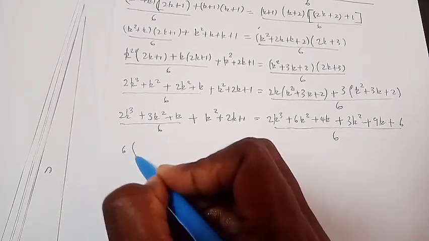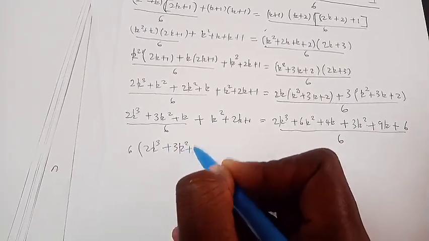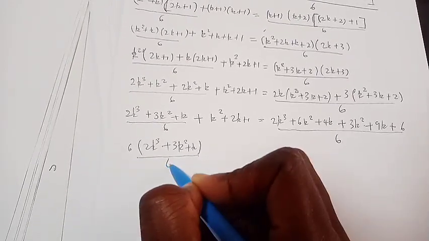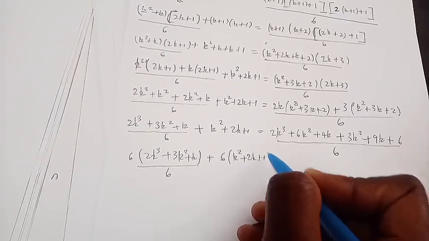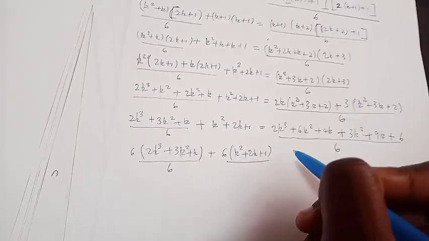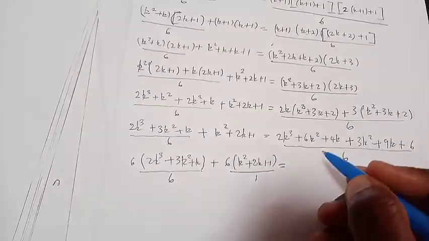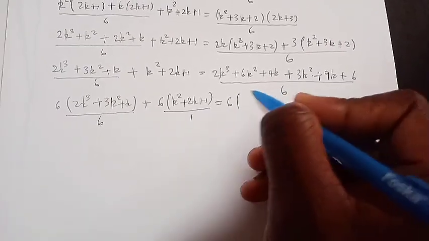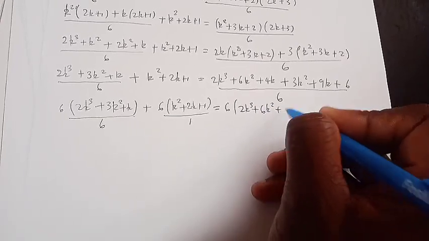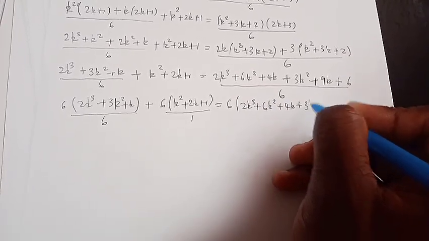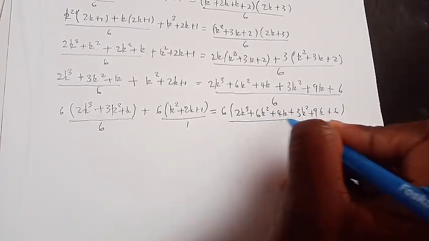So if we multiply by 6 here, we get 2k cubed plus 3k squared plus k, and then we divide it by 6 as well, plus 6 multiplied by k squared plus 2k plus 1. Then we divide it by 1, since there is nothing here, and then we skip over to the other side of the equal line, and then we multiply this whole expression by 6 as well, and then we get 2k cubed plus 6k squared plus 4k plus 3k squared plus 9k plus 6. Then we divide it by 6.